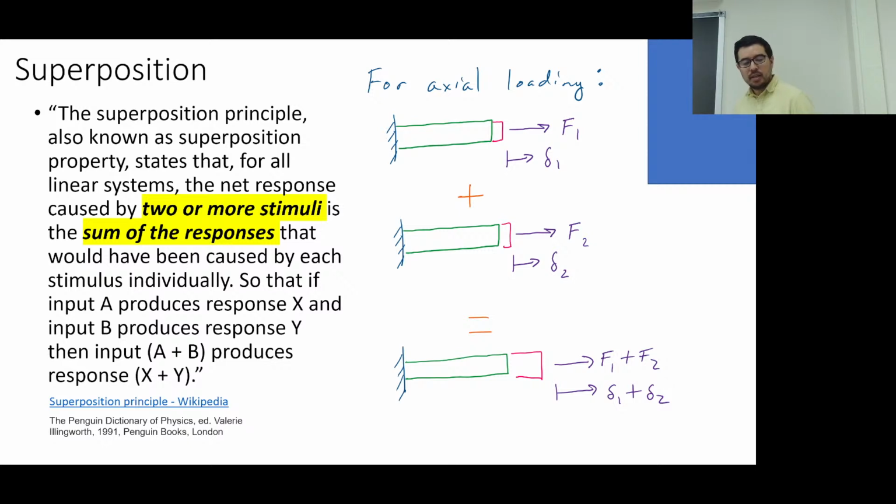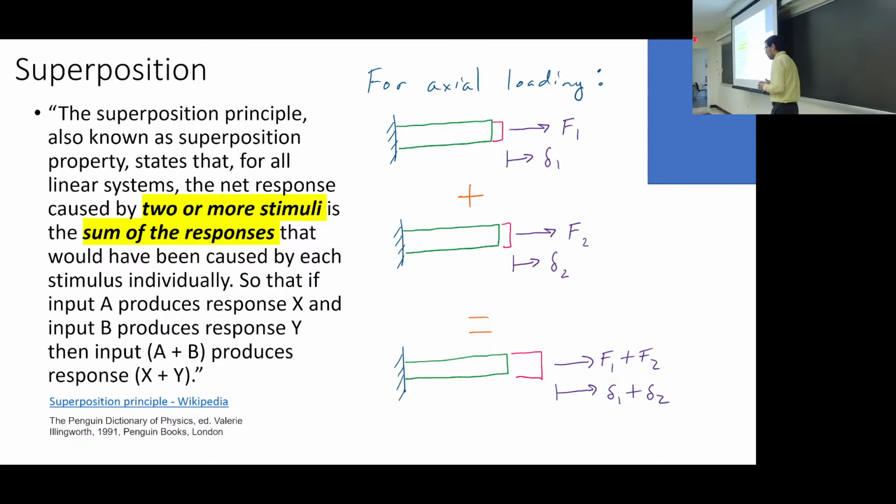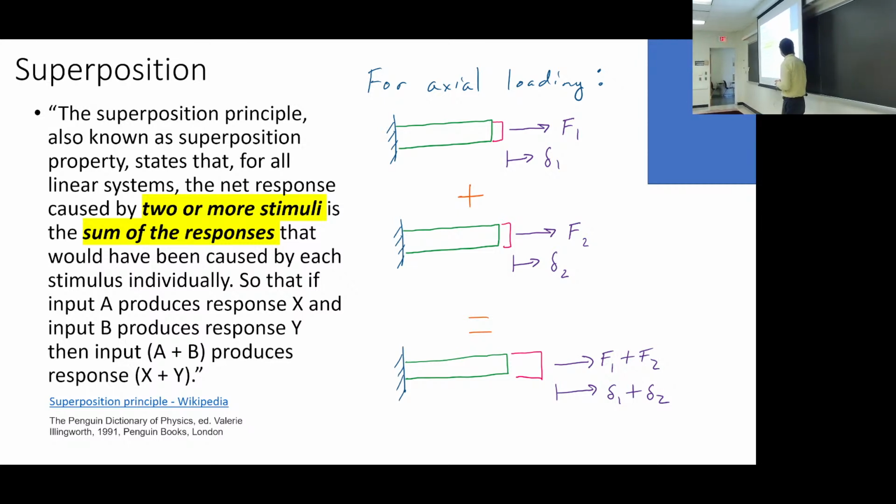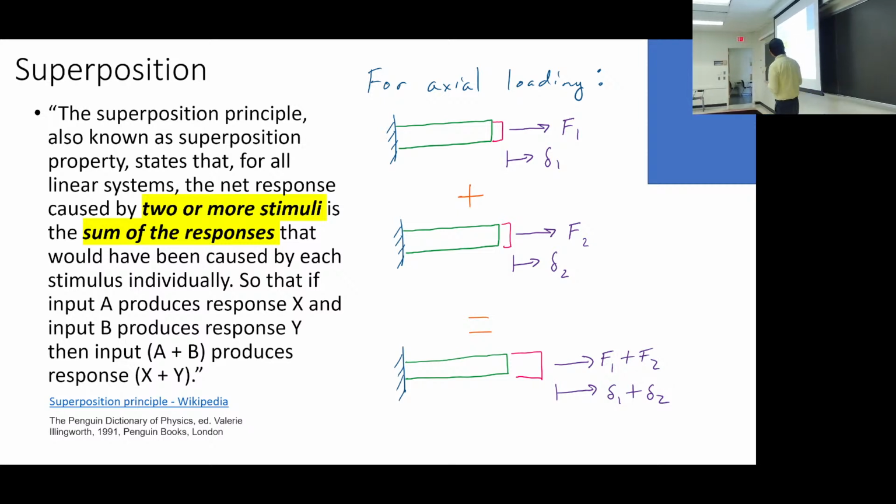Superposition. Okay, this is fun. Changing themes. The superposition principle, also known as superposition property, states that for all linear systems, the net response to two or more stimuli is the sum of the responses that would have been caused by each stimulus individually. So that if input A produces response X, and input B produces response Y, then input A plus B produces response X plus Y.